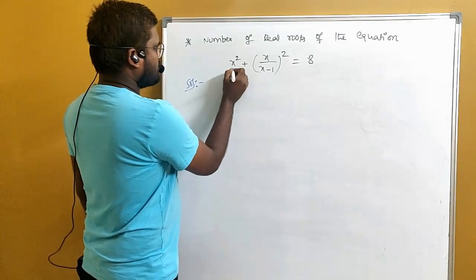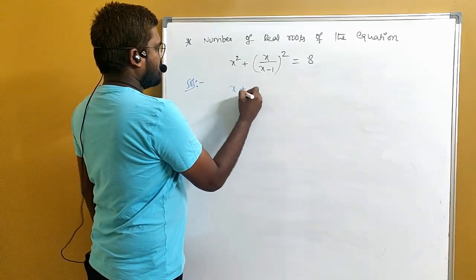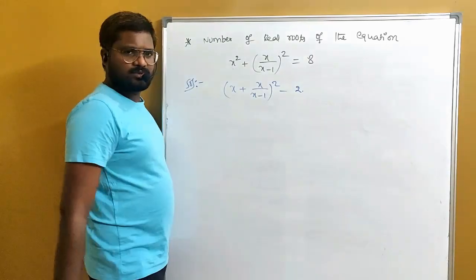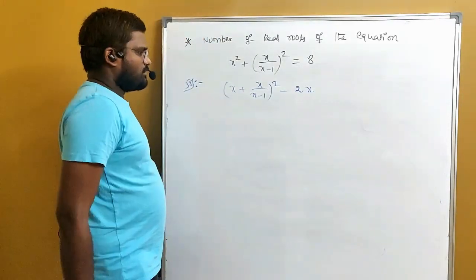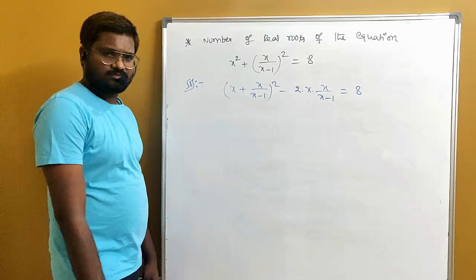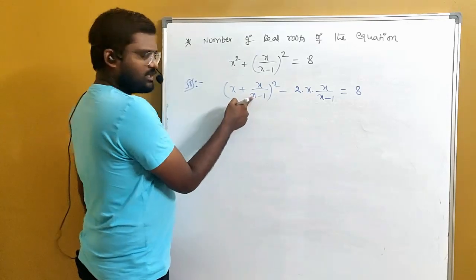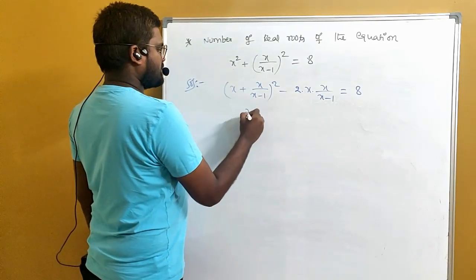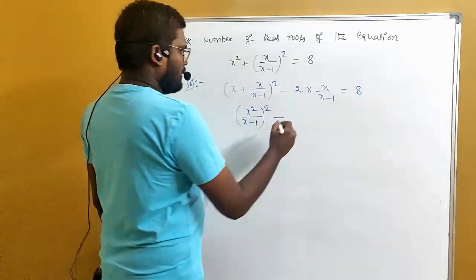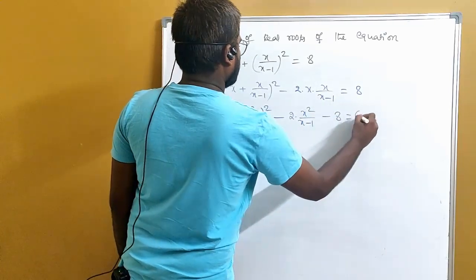Observe very carefully. (x square plus x) by (x minus 1) whole square. It is like a square plus b square. Can I write it as (a plus b) whole square minus 2ab, isn't it? That is a into b, with a as x by x minus 1, equals 8. Correct? Now if I simplify this one, taking LCM, x into (x minus 1), x square minus x plus x, minus x will be cancelled. I will get x square by (x minus 1) whole square minus 2 times x square by (x minus 1) minus 8 equal to 0.